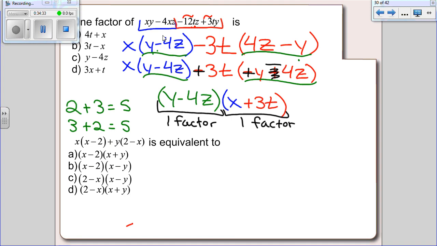C is here, y minus 4z. The other three are not in your answer. So when you see a question on a test that says one factor of, and it's going to happen so many times, you need to know that means factor it, and then check to see which ones of your brackets are there.